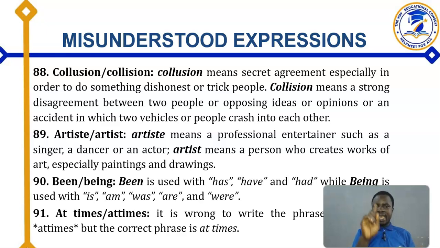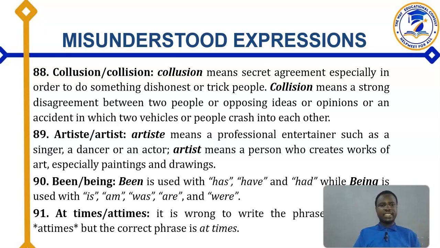Then collision. Please take note of that. When you have strong disagreement between two people, there is collision, a collision of opinions or ideas. It also means when two vehicles crash into each other, or two people crash, there is a collision, and those people collided. Collided means a form of opposition, crashing into each other, which is negative because it leads to destruction. But collusion is also negative: a secret agreement in order to trick or cheat people, in a dishonest manner.